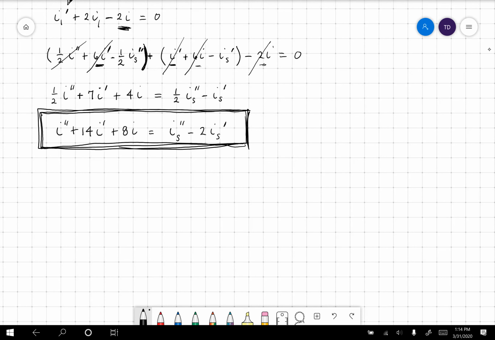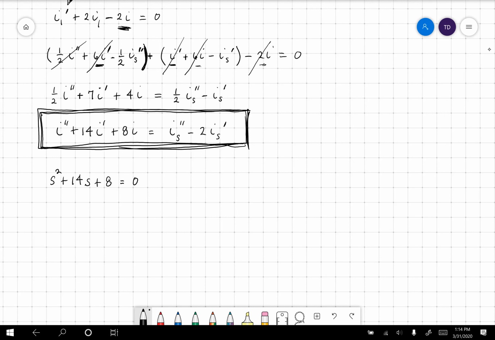The right-hand side should be a function. Write the form of the homogeneous response. So the homogeneous response: S squared plus 14S plus 8 equals 0. No quick factors that I know of that are going to get me the 14, so let's go ahead and use the quadratic formula.